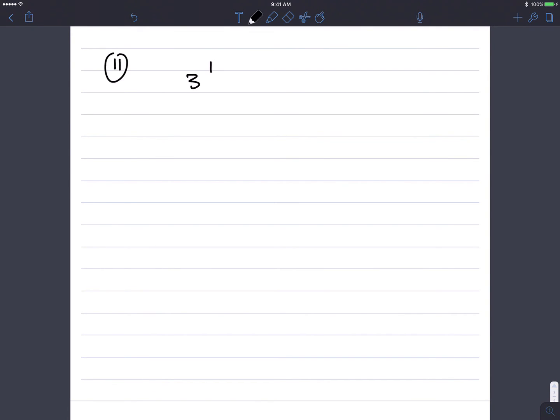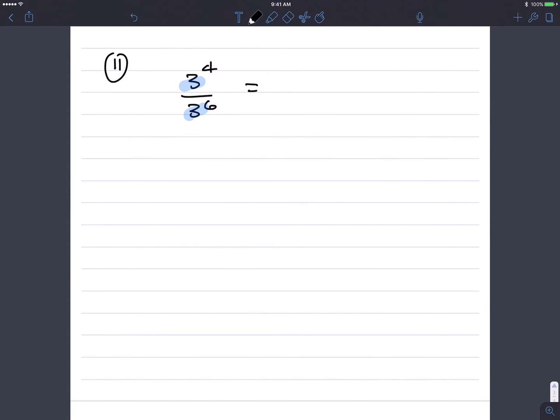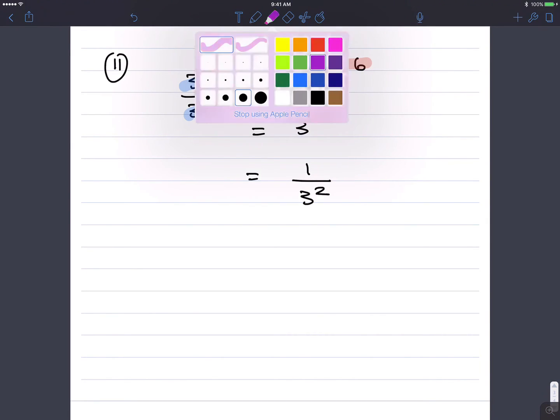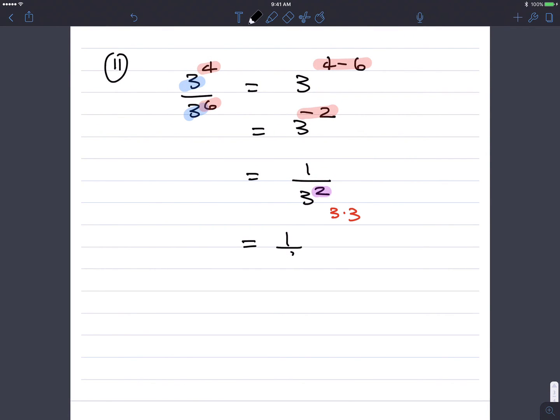Number 11. 3 to the fourth over 3 to the sixth. Same base again. Keep the base. Subtract your powers. 4 minus 6 will give us negative 2. That is a negative power. We're going to write this as 1 over 3 squared, where that power here now is positive. And 3 squared is 3 times 3. This is 1/9.